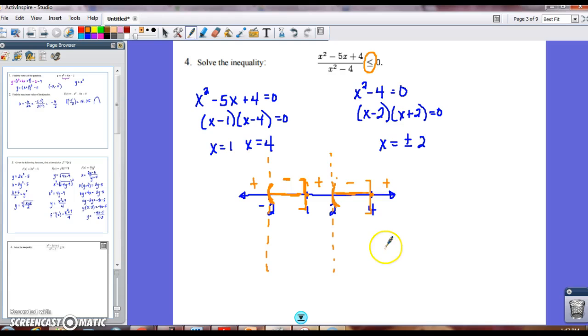And when I write it, I would have parentheses negative 2 to 1, and then bracket, union, and then 2, 4, and bracket. And remember, I have to have parentheses next to the number that's an asymptote. Okay? If this was just less than 0, then these would also have to be parentheses instead of square brackets. The reason they're square brackets is because it says less than or equal to 0.